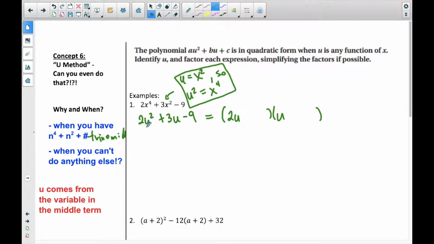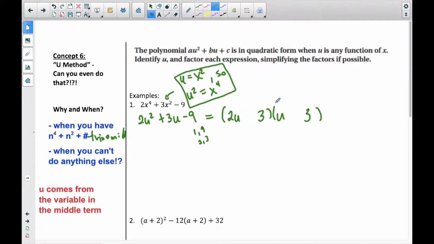So since 2 is prime, I'm going to try a guess and check. All right, I'm going to put a 2 here and a U here, a 2U here and a U here, because 2 is a prime number, so I can guess and check with those numbers. Now with my 9, I have to decide, is it 1 and 9, or is it 3 and 3? Since my middle term is just a 3, I'm going to guess it's 3 and 3. Let me try 3 and 3 and see what happens. And one of them needs to be negative.